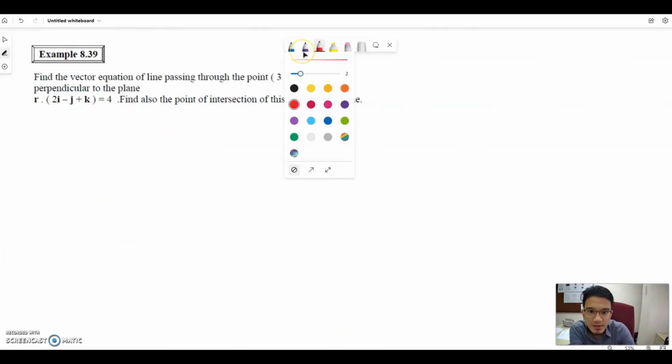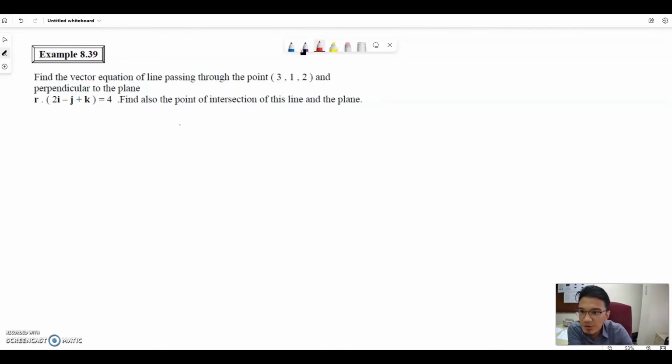Alright. Next example is example 8.39. Find the vector equation of the line passing through the point (3, 1, 2) and perpendicular to the plane. It means we have a line passing through this point, and this line is perpendicular to a plane.